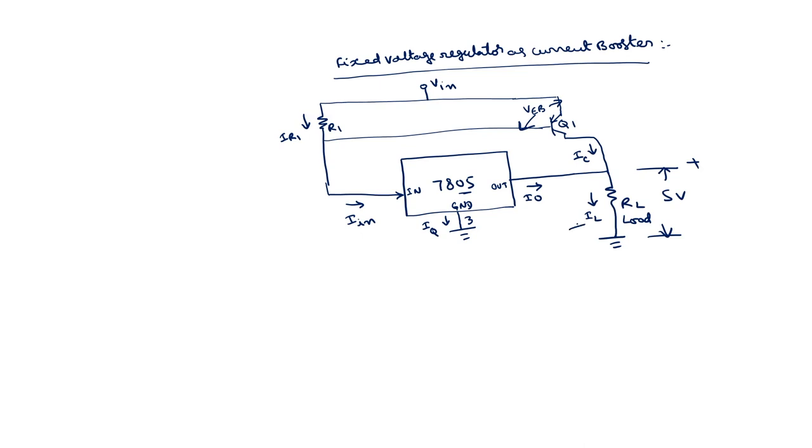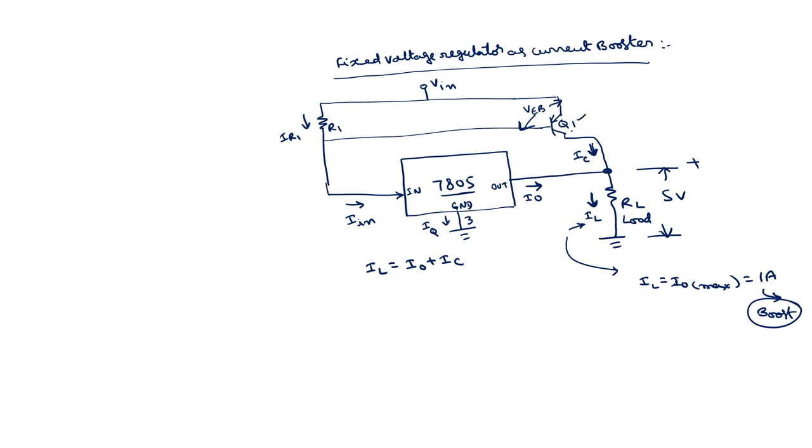Our intention is to boost this current. If I take the 7805 IC, the maximum current that can be supplied by the 7805, IL or I naught max, is equal to 1 amp only. If I want to boost this, I have to connect this circuitry. It is clear that IL is equal to I naught plus IC. This current I naught is entering, IC is also entering, IL is leaving. So at this point, if you apply KCL, IL is equal to I naught plus IC.